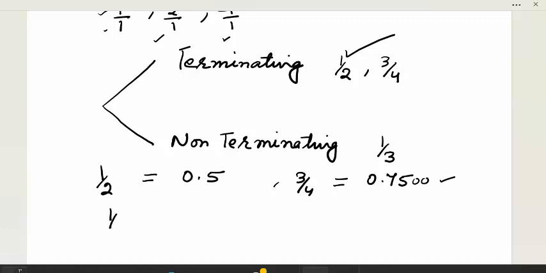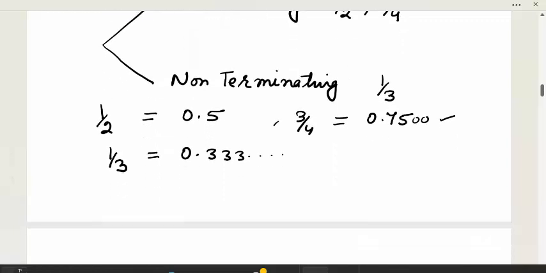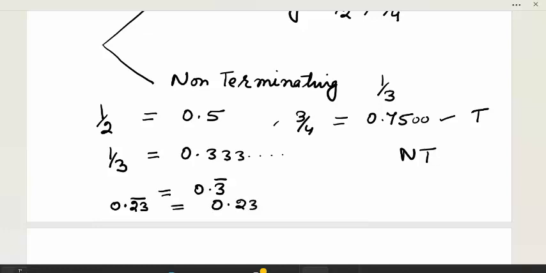Take the case of 1 by 3. In case of 1 by 3, we get 0.3333. It goes on. It is not ending, or you can say it is not terminating with a zero. So this is called, I'll write as non-terminating. And half and 3 by 4 are terminating decimals. Here, 0.3333 can also be written as 0.3 with a bar, as 3 is repeating, we put a bar on that. So if we have a number like this, 0.23, and there is a bar, that would mean we have a number where 2, 3 is repeating again and again and again, and it goes on.